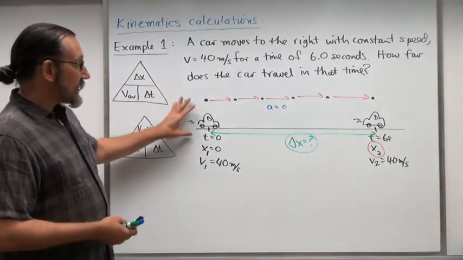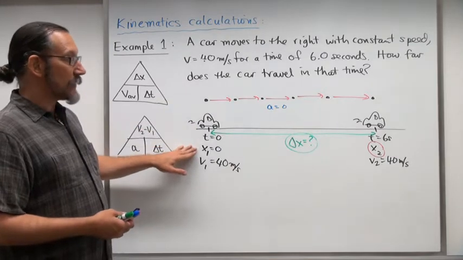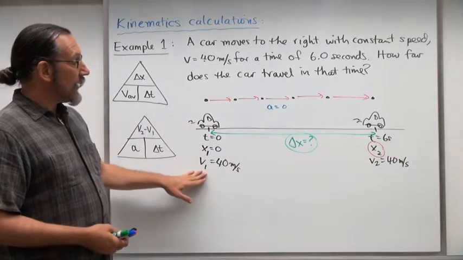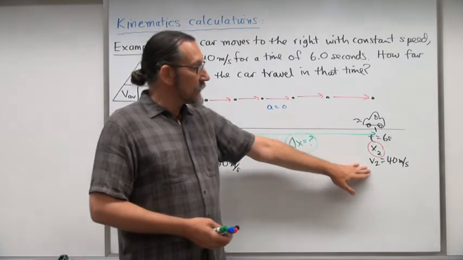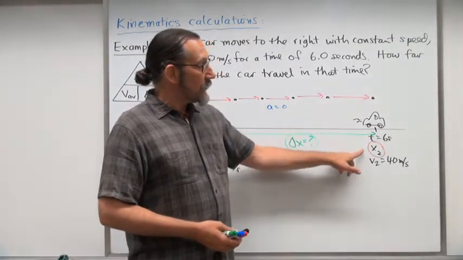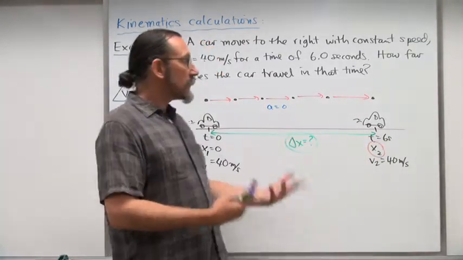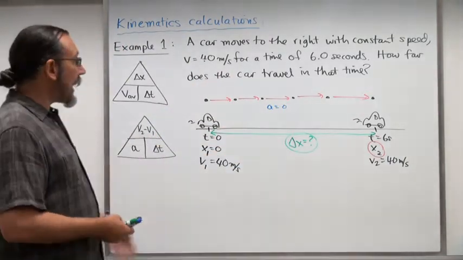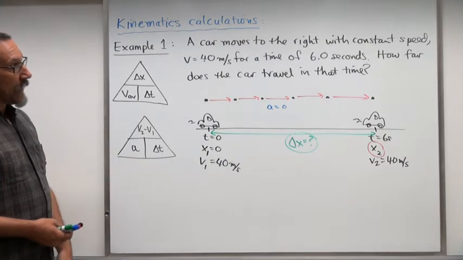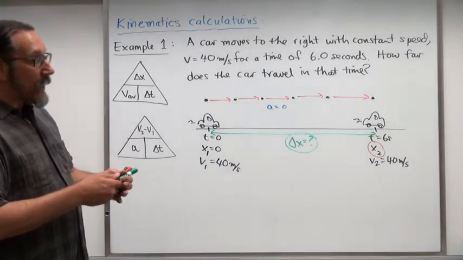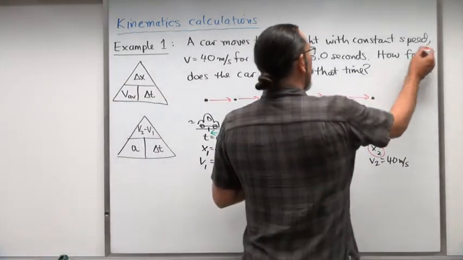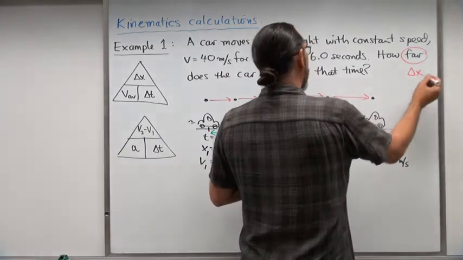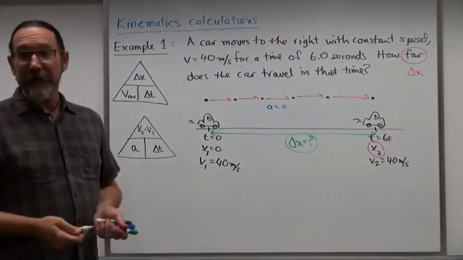So I can see here that at the start, at the beginning of the road, it's traveling at this speed. At the end, it still has the same speed. 6 seconds later, and I'm trying to find where it got to. Okay, so now we take a breath. All the hard work is actually in this picture. Now we go back to the equations that we have. We're trying to find how far the car goes. And that's really delta x.